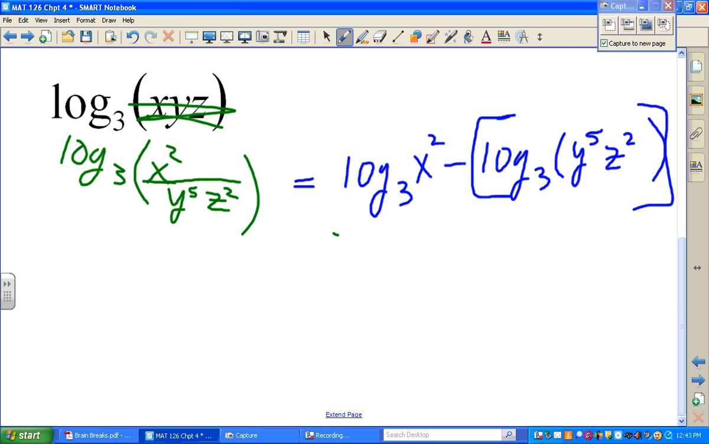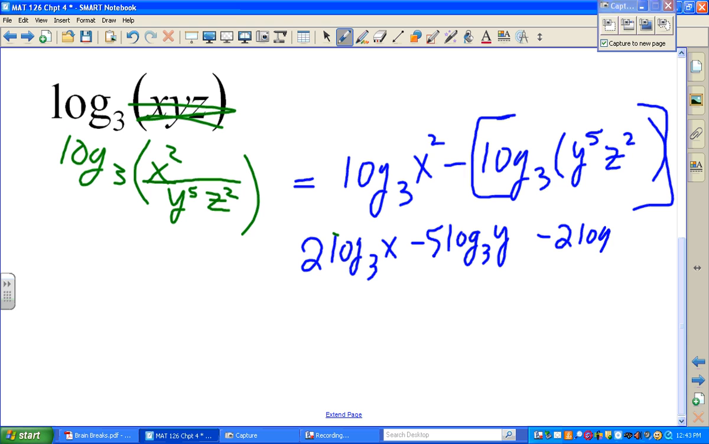The 2 obviously goes down. 2 log base 3 of x minus 5 log base 3 of y. And z, since it's in the denominator, also gets a minus. Minus 2 log base 3 of z.